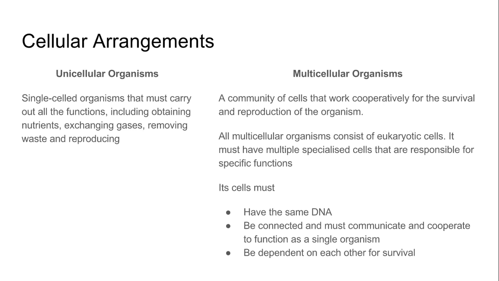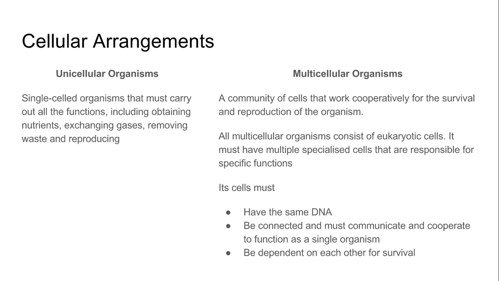There are two types of cellular arrangements. We have unicellular organisms and multicellular organisms. Unicellular organisms are usually single cell organisms that must carry out all of the functions, including obtaining nutrients, exchanging gases, removing waste, and reproducing, all within their single one cell.